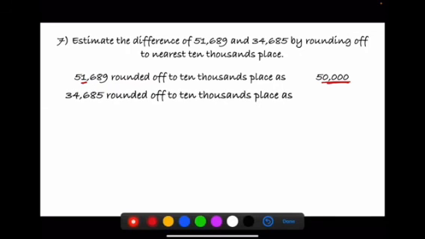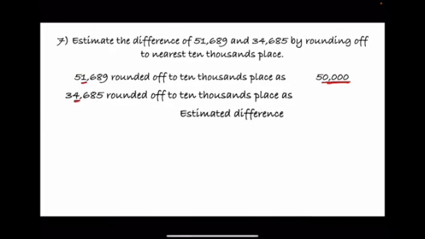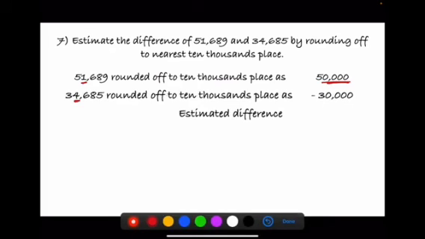Then for the next number, 34,685 rounded off to the 10,000th place gives us, here also 4 is less than 5, so what I get is 30,000. So 50,000 minus 30,000, the estimated difference would be 5 minus 3 is 2, so the answer is 20,000.